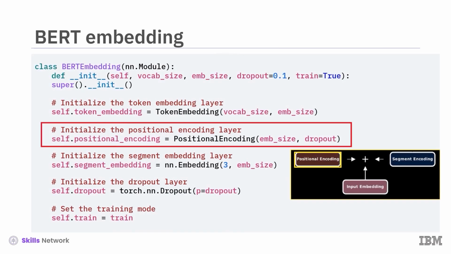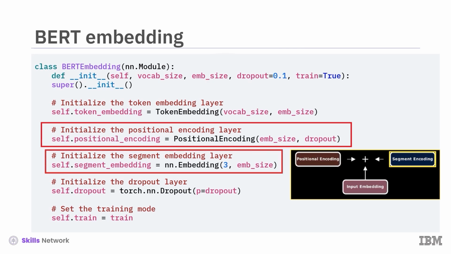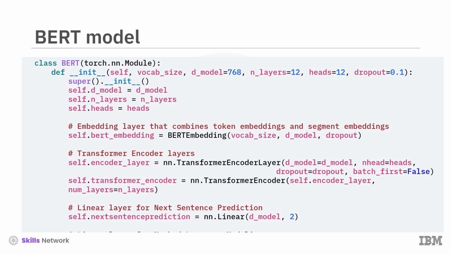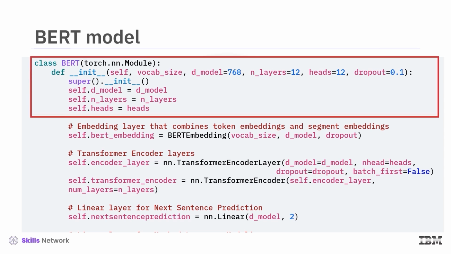The BERT embedding class is a module used for embedding operations and positional encodings in a BERT model. The main difference from other models is that you add segment embeddings. Let's now define the complete BERT model. Define a BERT class, a subclass of torch.nn.Module.